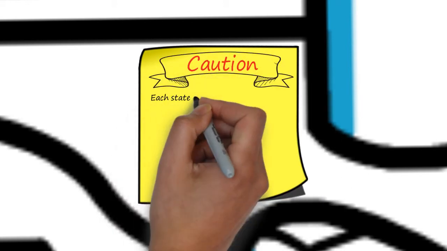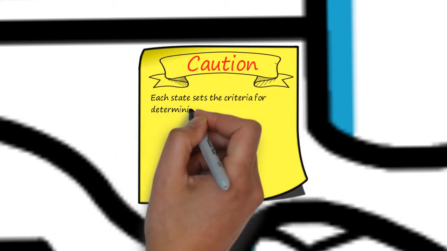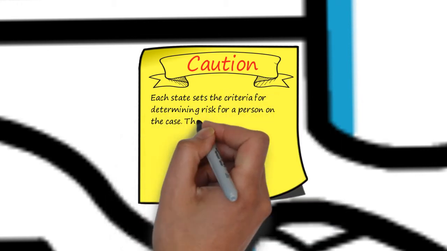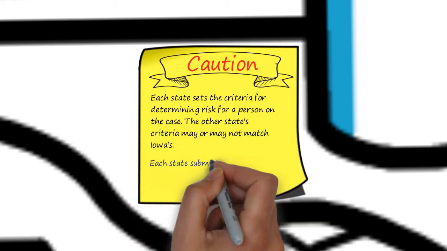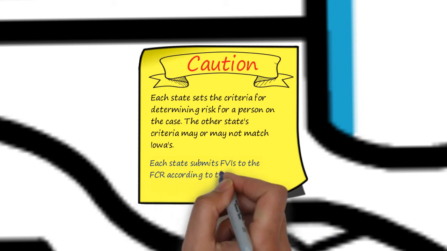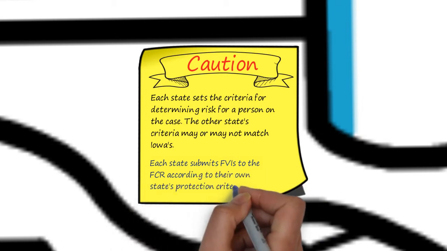Caution. Each state sets criteria for determining a risk for a person on the case. The other state's criteria may or may not match Iowa's. Each state submits FVIs to the FCR according to their own state's protection criteria.